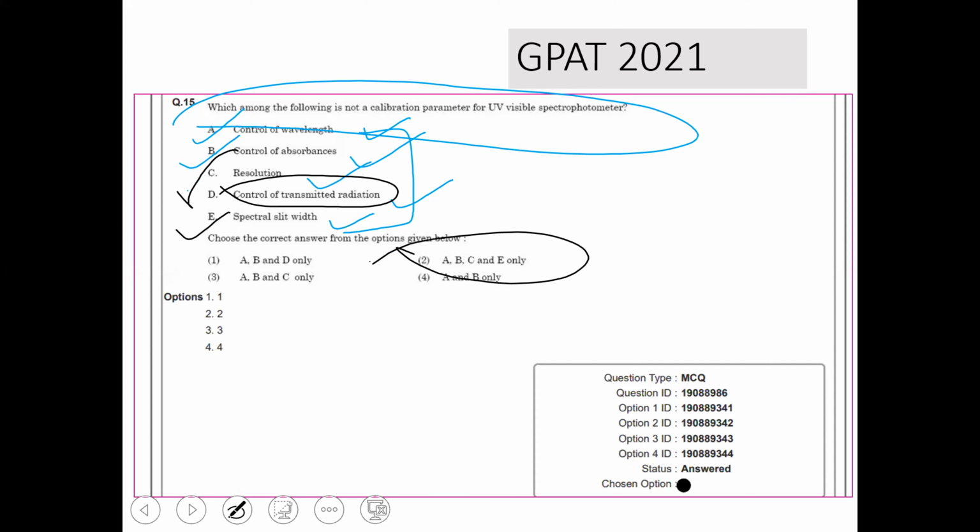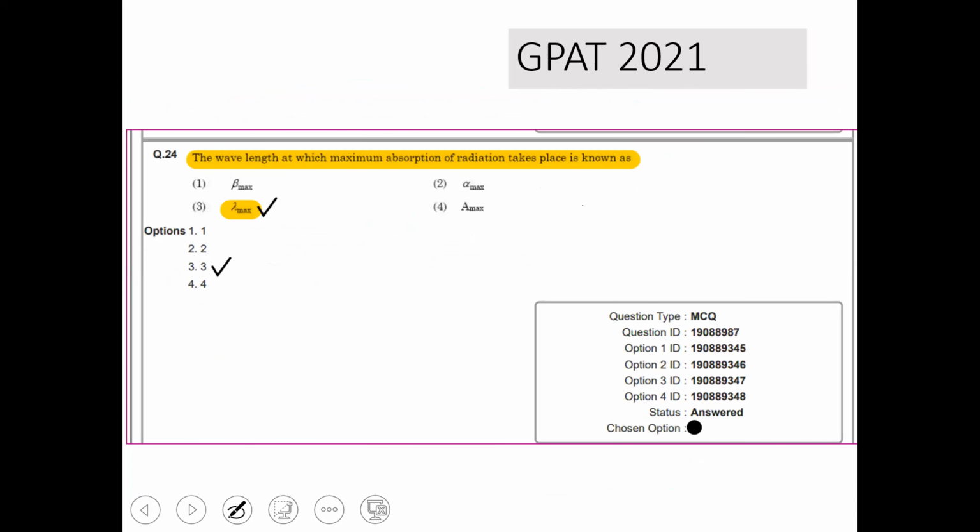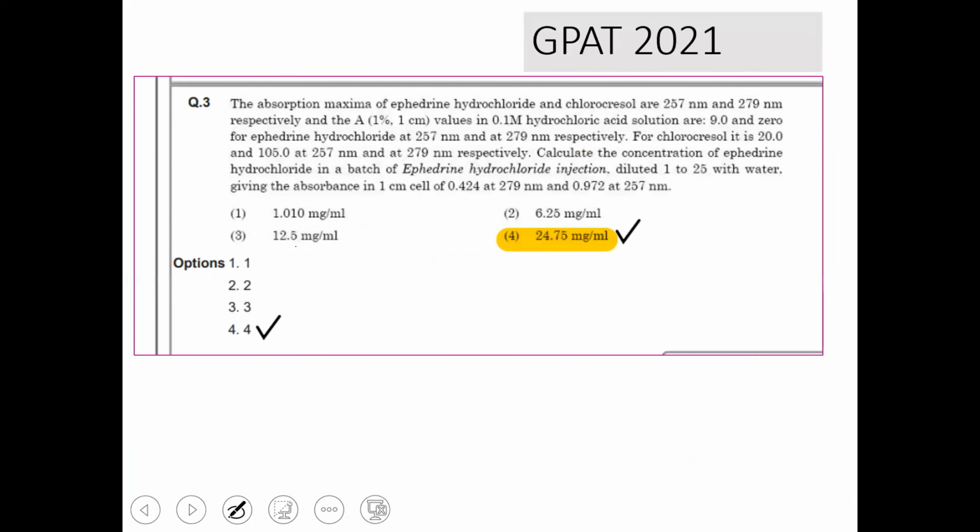So this is the last year question. You should not think it will not be asked this time. It may be asked in a different context, or they may twist and ask you. You may expect what kind of standard reference material can be employed for calibrating the parameter of wavelength and the parameter of absorbance. So you have to know potassium dichromate, holmium oxide. The wavelength at which maximum absorption of radiation takes place, this is the terminology. Once you know how to define lambda max, you could answer this question easily. It's the easiest question as far as concerned.